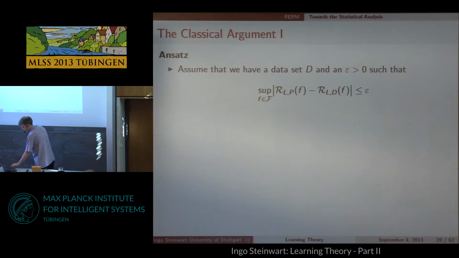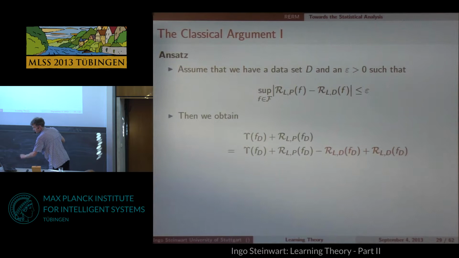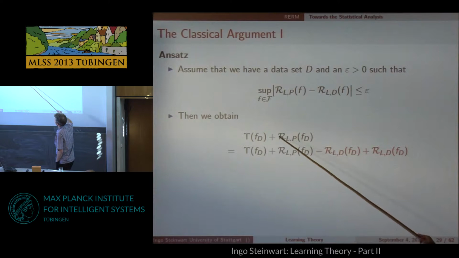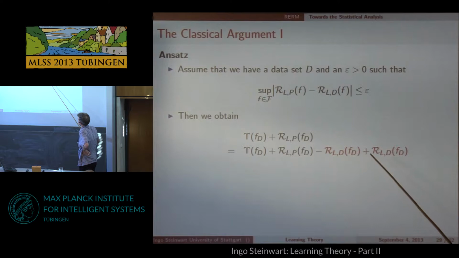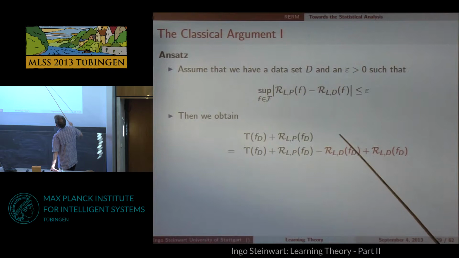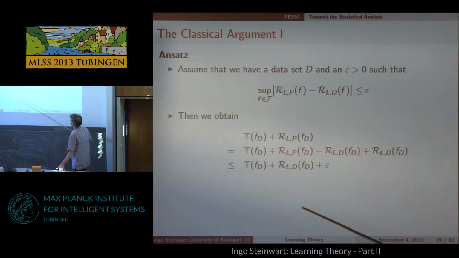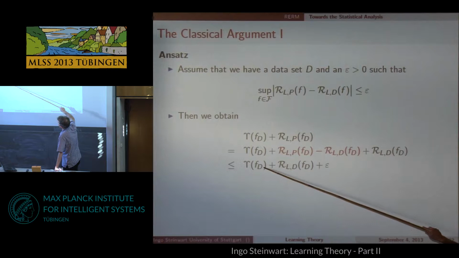Then the argument of analyzing empirical risk minimization is actually just a few lines. We start with the regularizer of our predictor plus its true risk. Then we first add and subtract the empirical risk of this predictor, so we added zero. In the next step, we see that this difference can be bounded by epsilon because of this assumption. Here we have P, here we have D, and we consider the same function, so we can estimate this difference by epsilon. Now we see that we have the formulation of the optimization problem we solved by regularized empirical risk minimization, so this expression is smaller than or equal to this expression for any other f from the function class F. In particular, we can compare it to f_P.